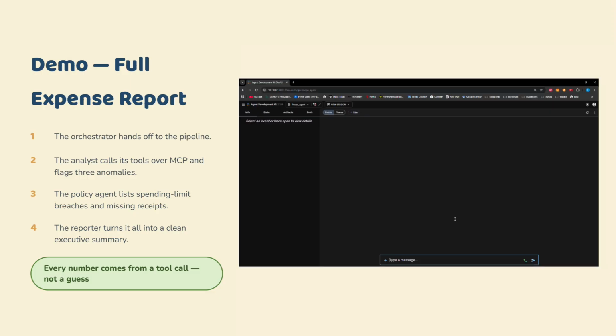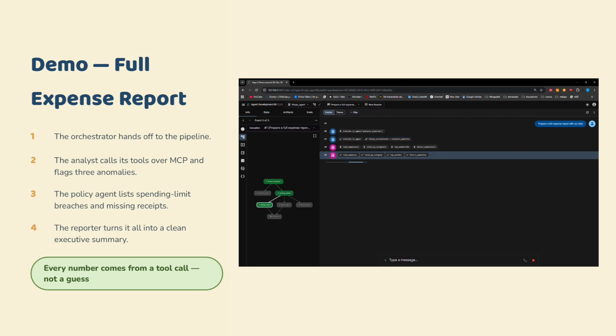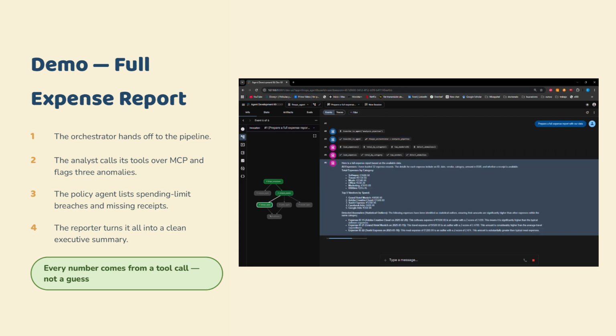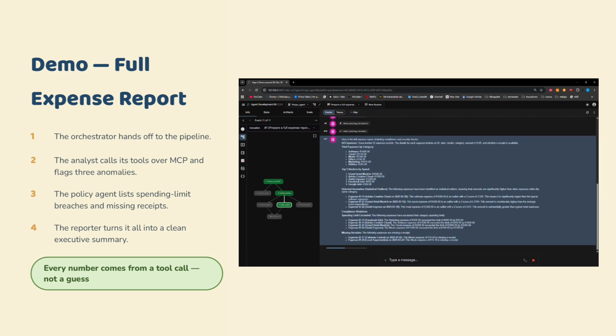Let me show it running. I ask for a full expense report. Watch the trace. The orchestrator hands off to the pipeline. The analyst calls its tools over MCP and flags 3 anomalies. The policy agent lists the spending limit breaches and the missing receipts. And the reporter turns all of that into a clean executive summary.